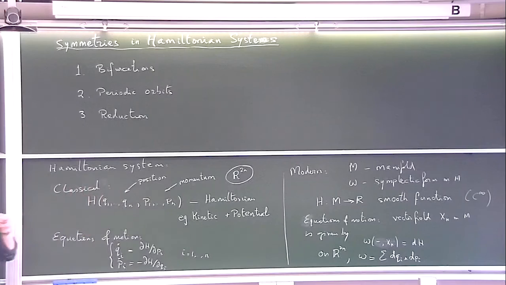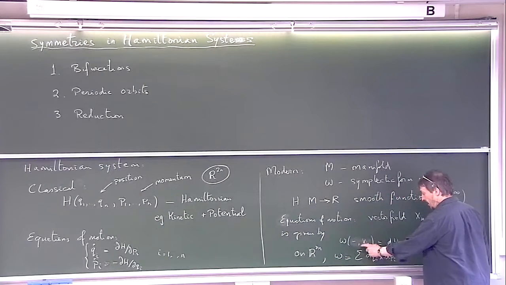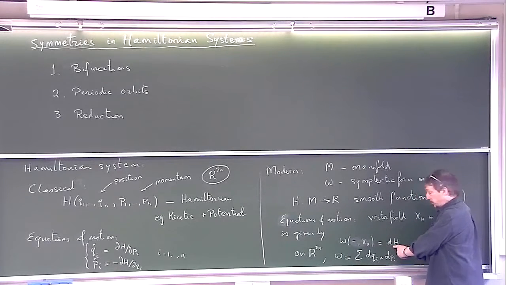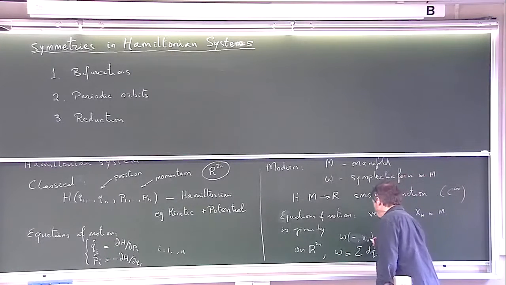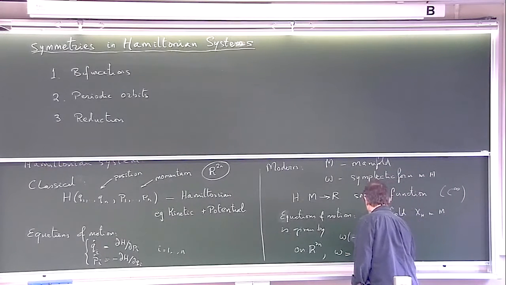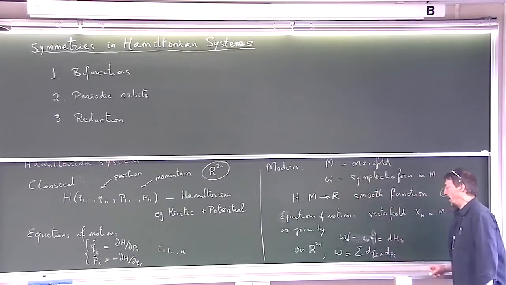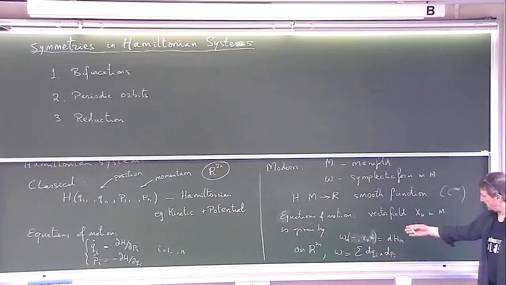So omega, the symplectic form, has many important properties, but in particular it's non-degenerate. This means that if we think of it as a linear map from vectors to covectors, then it's invertible. So given dH at the point M, at each M we have this equation. Given this, we can solve uniquely for the vector field. So this determines the vector field.